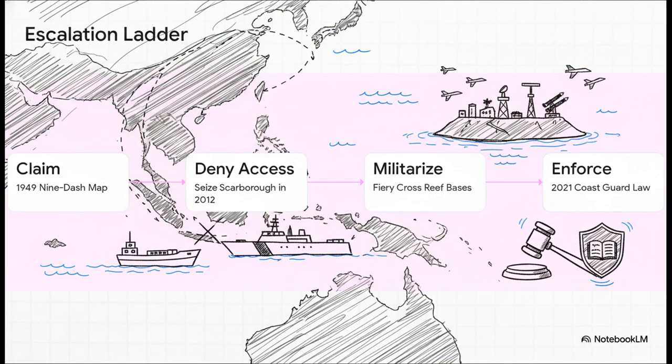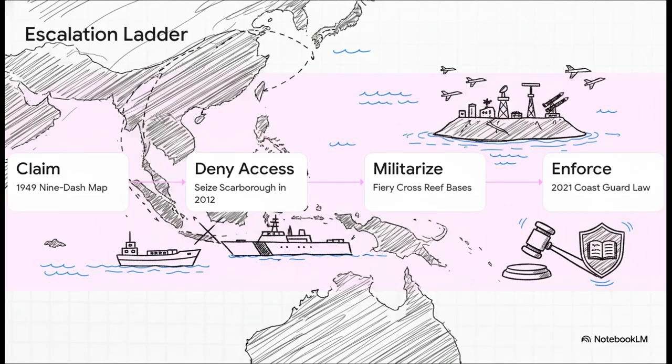When you look at China's escalation ladder, there's a very clear chronological strategy at play here. It kicks off with that initial 1949 claim, then escalates to denying access, like when they seized the Scarborough Shoal back in 2012. After that, they physically manifest power by militarizing artificial islands, specifically the Fiery Cross Reef bases. And finally, they institutionalize that control with the highly aggressive 2021 Coast Guard law, which basically authorizes all necessary means to enforce their jurisdiction.